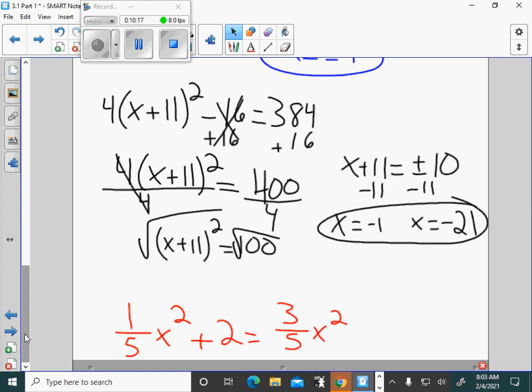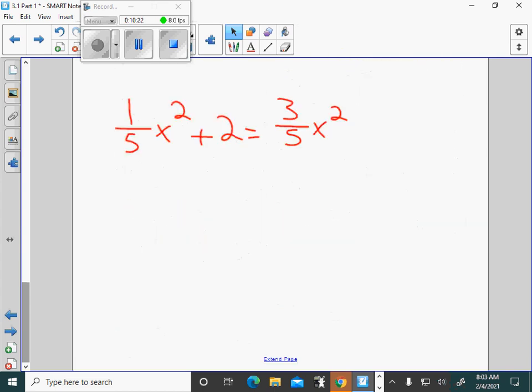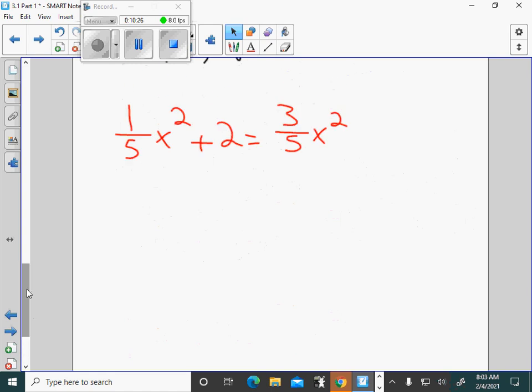Okay, last one. Last one down here. Looks kind of difficult, but we can get through this. Let's see. If we subtracted 2 from both sides, this would cancel out, and we'd be at minus 2 over here, right? And that doesn't get any easier. So I'm not going to subtract 2.